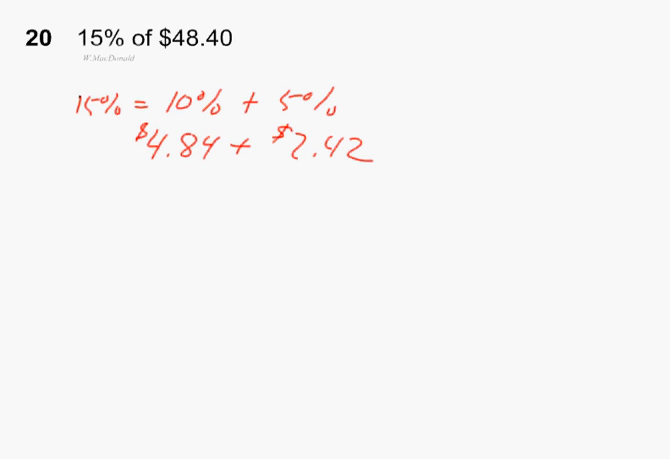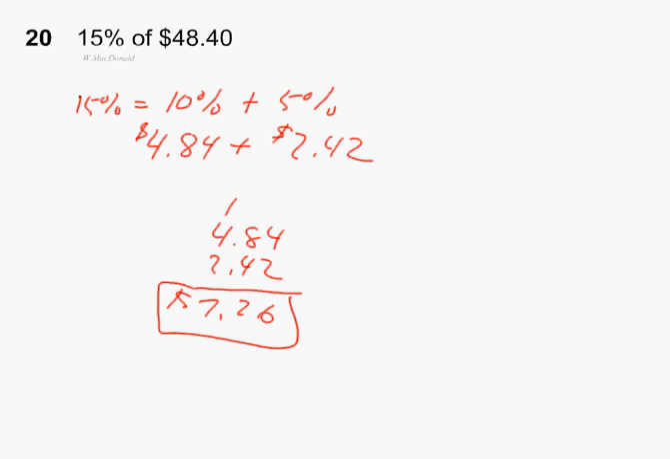Question 20 says 15%, so 15% is equal to 10% plus 5%. 10%, I know I moved my decimal over one spot, so I get $4.84. 5% is half of that, so that would be $2.42. So altogether, when I add those, make sure when you add them without a calculator, you line up your decimals. Drop your decimal down, you get $7.26.